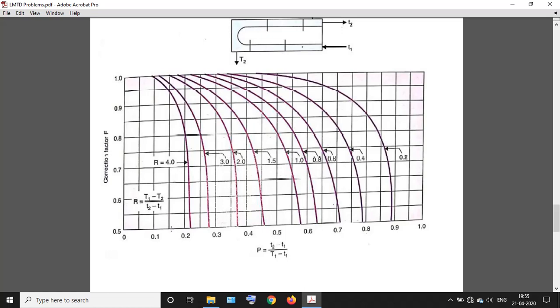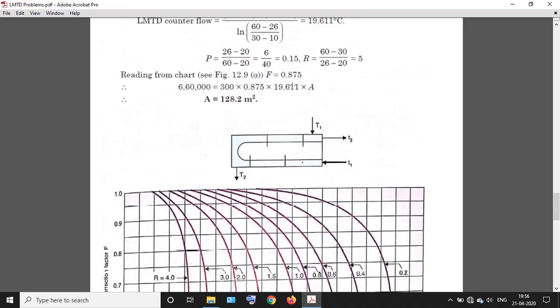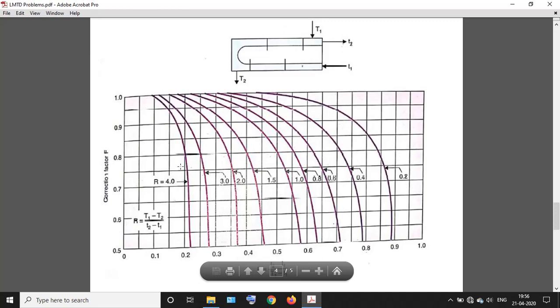Where this 0.15 and R will meet, you can take the value of correction factor F from the y axis. So for example, if it was 0.15 and R is equal to 4, your value would be somewhere around 0.94. But here R is not equal to 4, here R is equal to 5. So you can imagine another curve which is going through here. So approximately you can say the correction factor may be around 0.85 to 0.875.